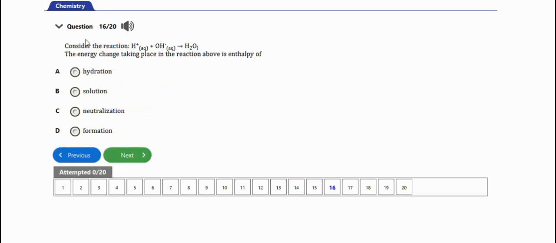It says, consider the reaction. The energy change taking place in the reaction above is the enthalpy of neutralization. So guys, this is basically neutralization. Remember, water is being formed from hydrogen ion and hydroxide ion. So water is neutral. So the right answer is option C, guys. Next question will be this one.